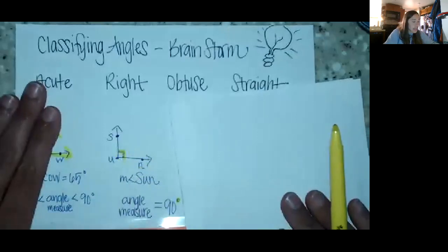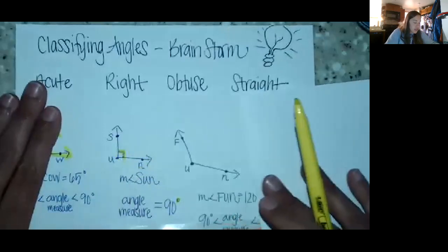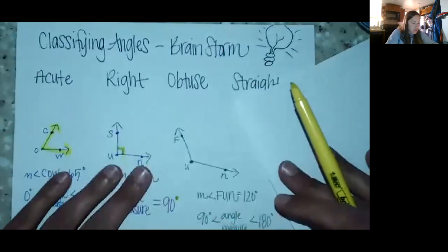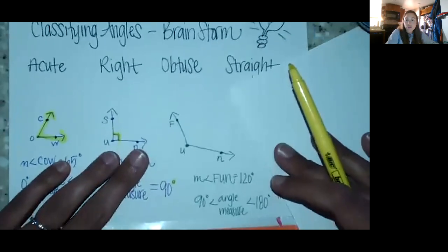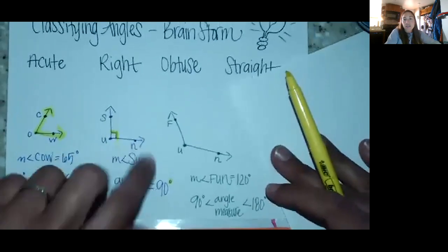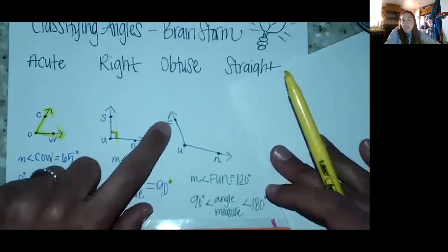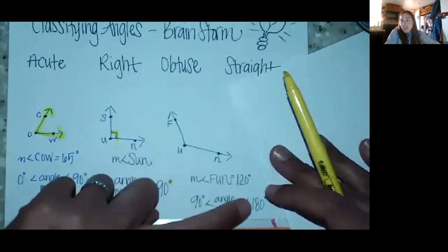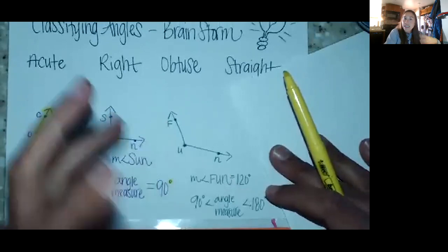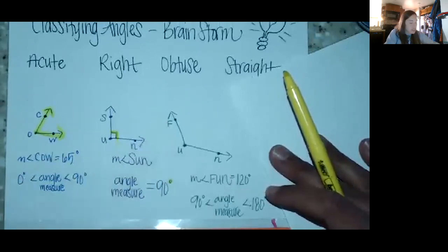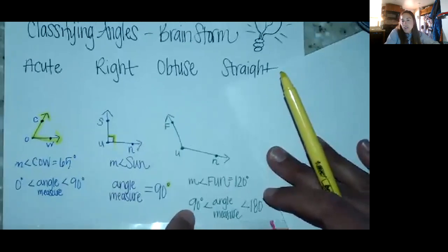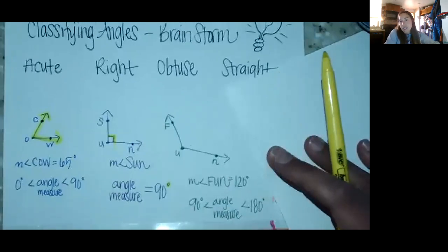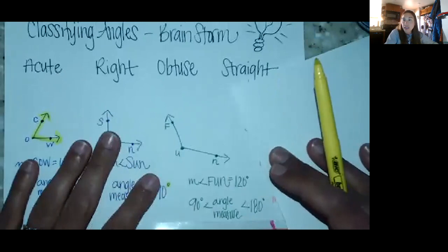Let's take a look at obtuse. So here's our obtuse angle. And our obtuse angle, hopefully you had a chance to write this down. The measurement of angle FUN is 120 degrees. So this is in that category of obtuse. It means that the angle measurement has to be greater than 90 degrees, but it has to be less than 180. All right, let's talk straight angle.